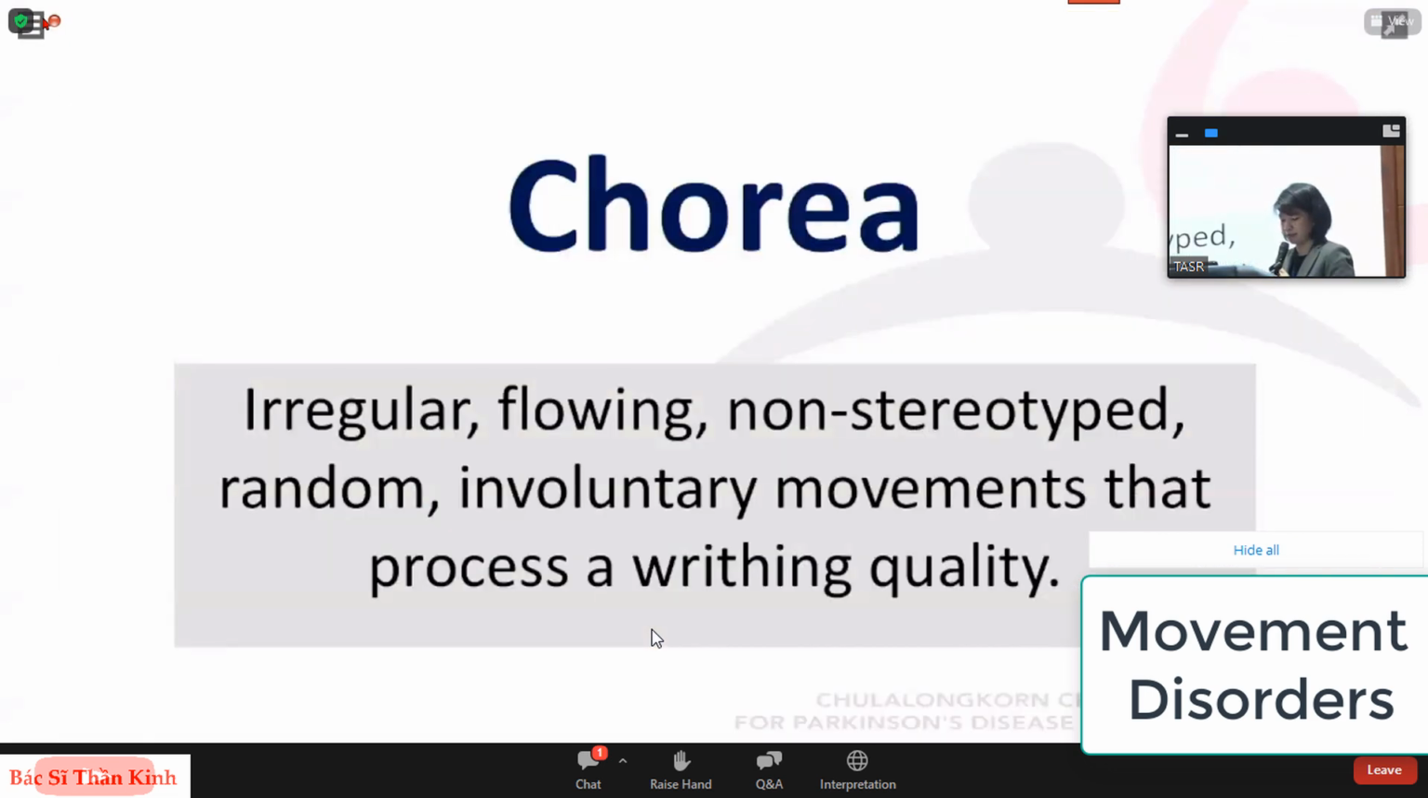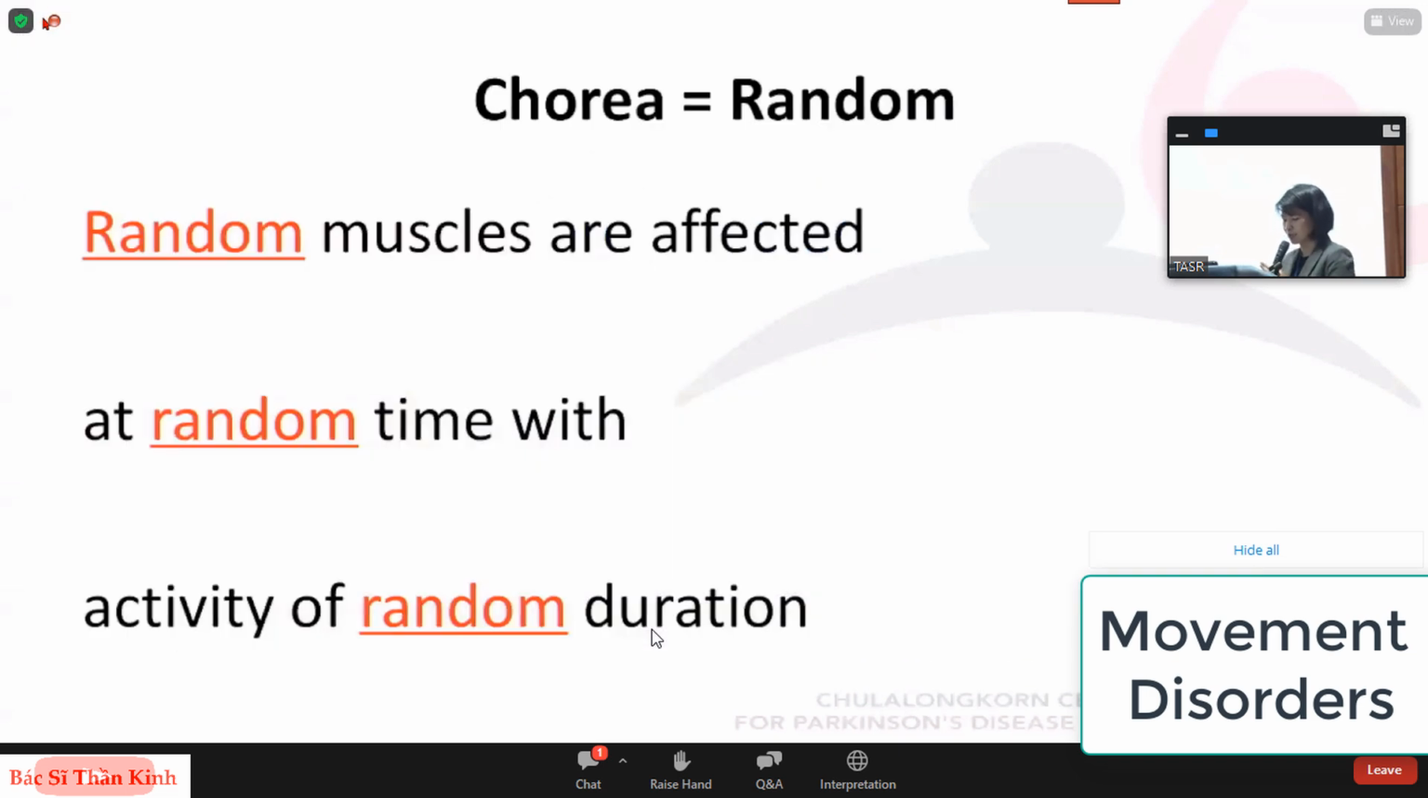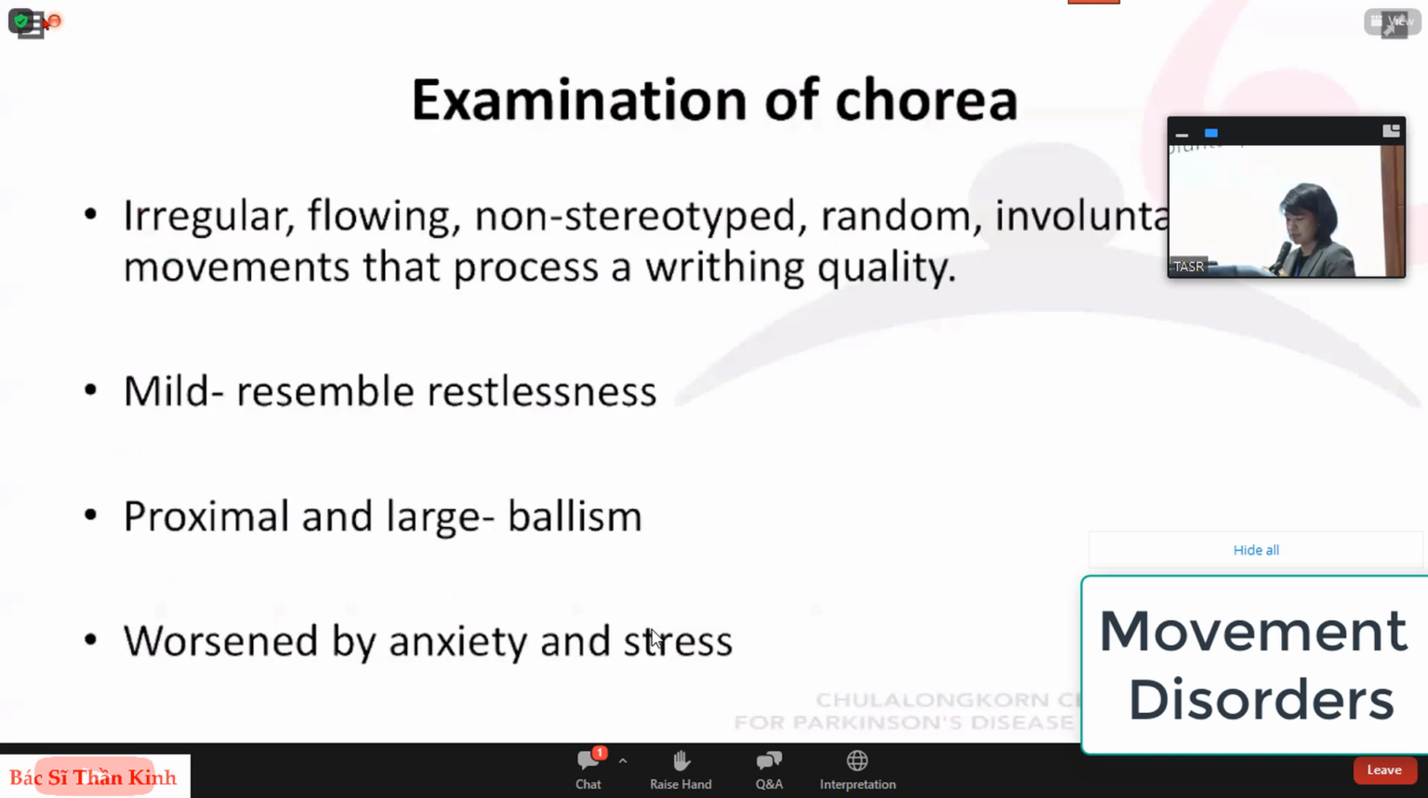For the chorea, this is irregular, flowing, non-stereotyped, random, involuntary movement. Again, chorea is quite random. So for the examination of the chorea, you have to look for the phenomenology that I mentioned. And sometimes it might be very mild, resembling only restlessness. And for the proximal and large amplitude, this is the ballism that I showed you in the morning. And sometimes chorea can worsen with anxiety and stress.